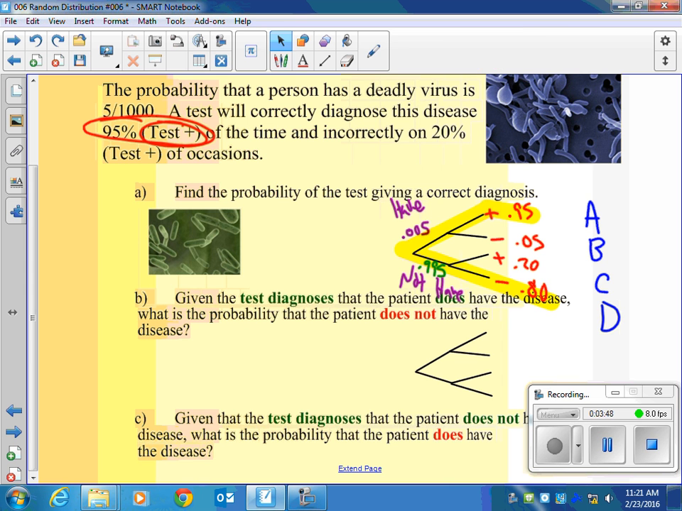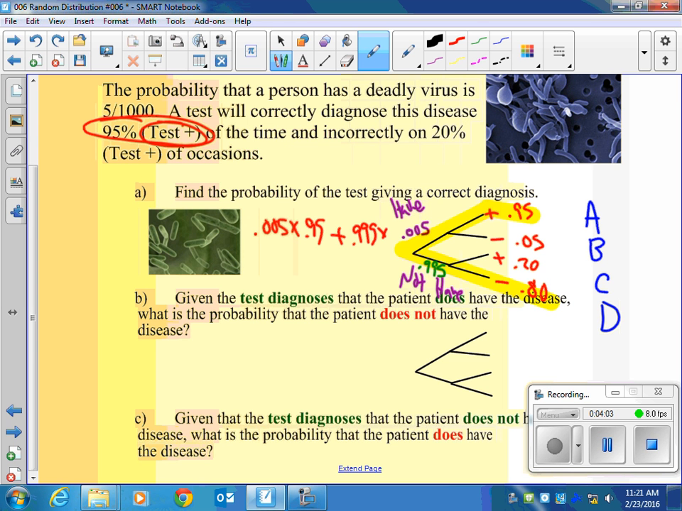So the way we're going to use this is this will help us lay this out. We're going to have 0.005 times 0.95, I have it and it's positive, plus 0.995 times 0.8. And there you have the probability that it's correct. It could either be I have it and it's positive, or I don't have it and it's negative. Could someone take your calculator, tell me what that is? 0.8 what? 0.01. Thank you.